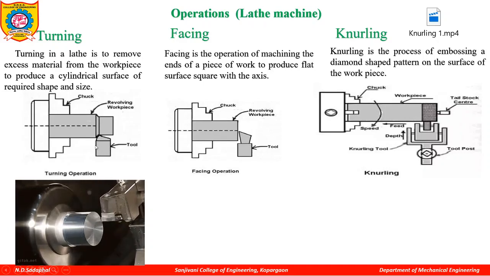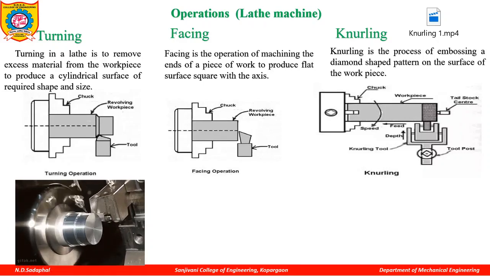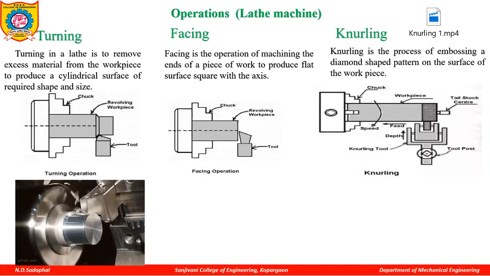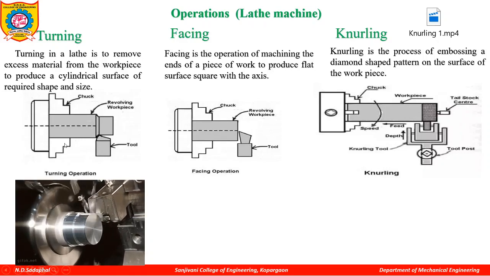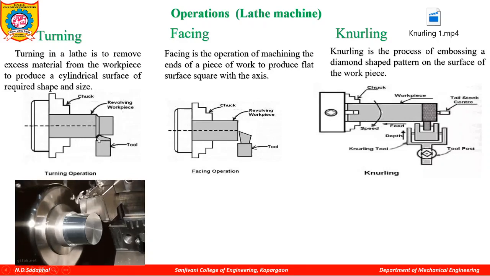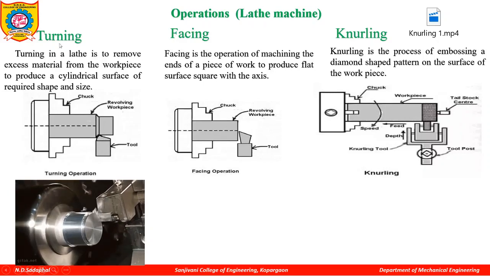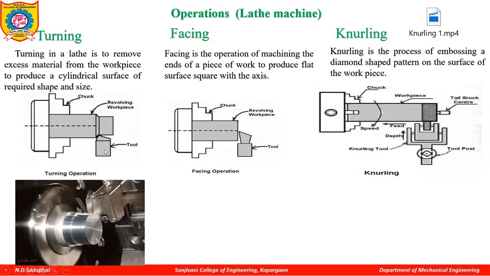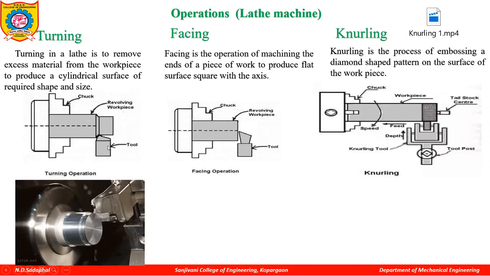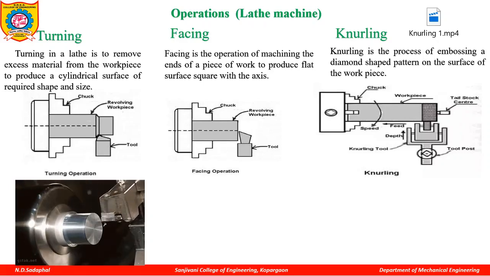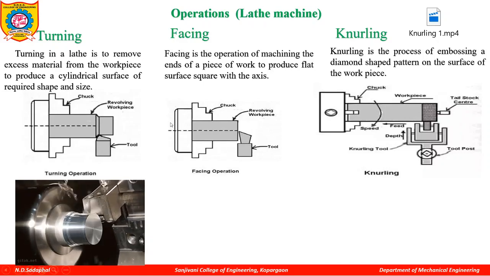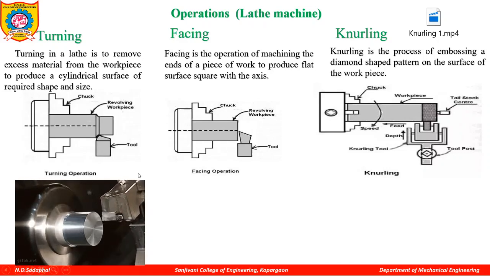So in turning operation, what is going to happen? Which dimension is going to change? Diameter of workpiece. Diameter of workpiece is going to reduce. Length is not going to change. Only diameter is going to reduce. So turning operation is operation in which a cutting tool is moving along the axis of workpiece and a diameter of workpiece is removed. Diameter of workpiece is changed or it is reduced by removing a material from surface of workpiece. So it is called as turning operation.